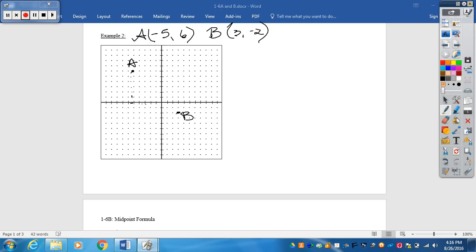Since I'm graphing it, I'm going to use the Pythagorean theorem first. So I'm going to go ahead and connect this, form a right triangle. Usually students have a question, does it matter if the triangle is below the line or above the line? The answer is no. The only thing that matters is that it's a right triangle.